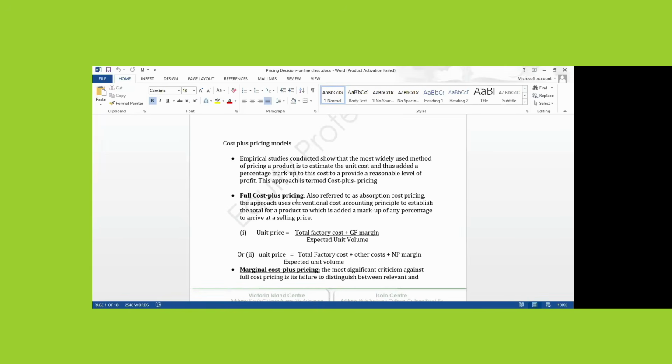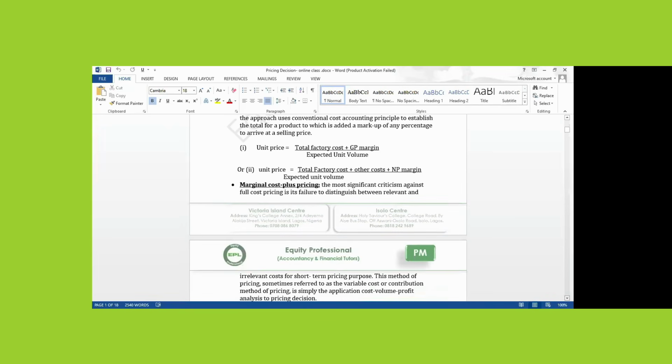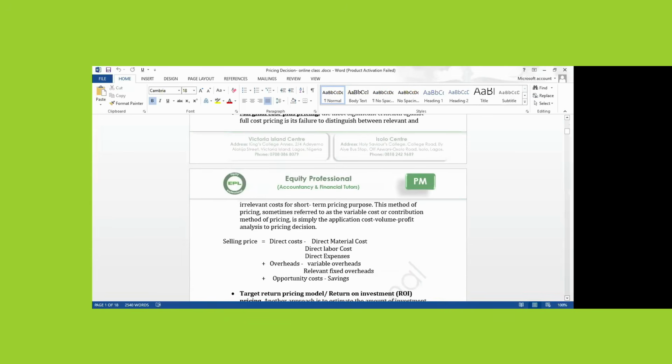This method is used for planning purposes. The full cost plus pricing method is mostly used for planning purposes. That is number one method. Number two method.